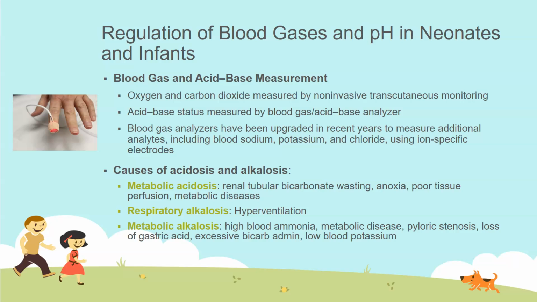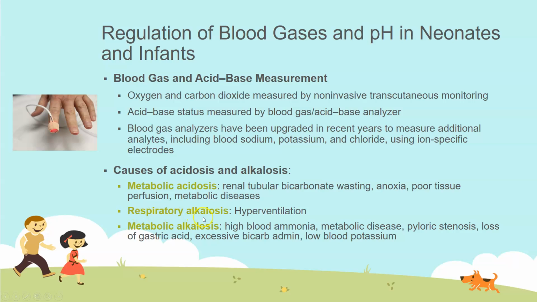Some of the causes of acidosis and alkalosis in a newborn and in infants. For metabolic acidosis: renal tubular bicarbonate wasting, so they're losing their bicarb. Bicarb's a base, right? So they become acidic. Anoxia, so not enough oxygen, or poor tissue perfusion, meaning poor tissue blood supply, which then means poor tissue oxygen supply, right? In both of those, you would get anaerobic metabolism to produce ATP, and a lot of lactic acid produced, and that would lead to metabolic acidosis. And then various metabolic diseases.